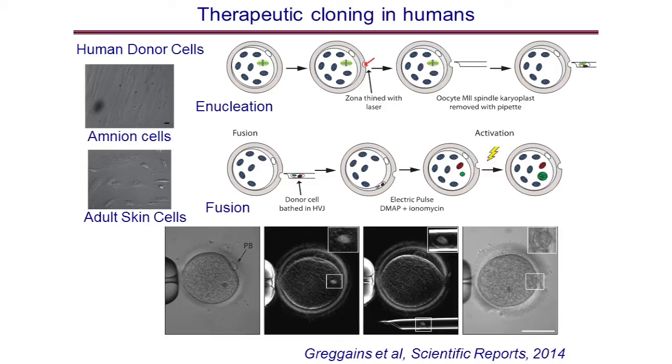And this is showing you the real thing here again. That's the human oocyte. That's the spindle, which we remove. And you can see that spindle there in the pipette. And then this is the somatic cell fusing with the oocyte.